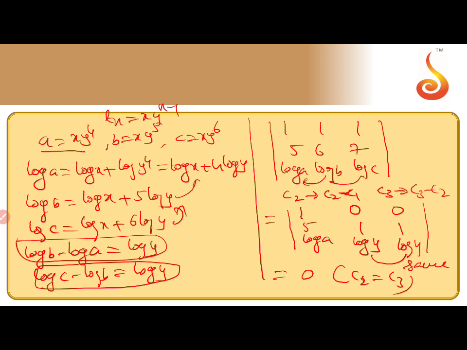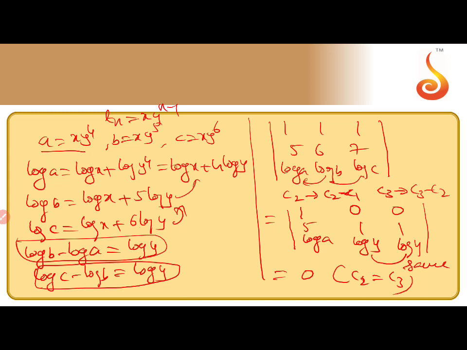Log A equals log of x into y power 4, which is log x plus log y power 4, so log x plus 4 log y, and log b, log c. First you can subtract. Why am I subtracting in the question? Log a and log b are there. If you subtract two columns, you will get log a minus log b. I find out that value first and substitute here to get the answer.